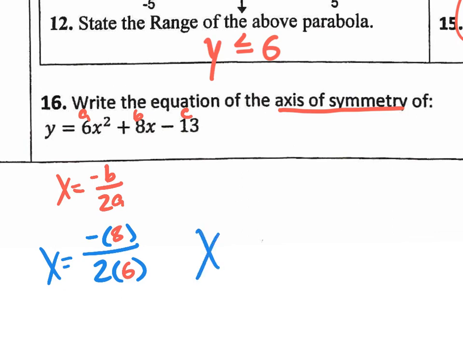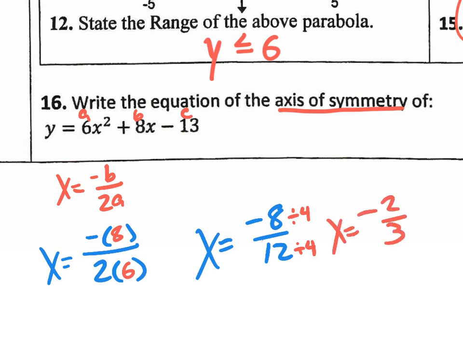So if you wrote x equals negative 8 over 12, technically that's the correct answer for the axis of symmetry equation. Of course, the better answer would be reducing by 4, and it would be negative 2/3. And of course, you need x equals right in front of it, because that's the only way you're going to produce a vertical line.